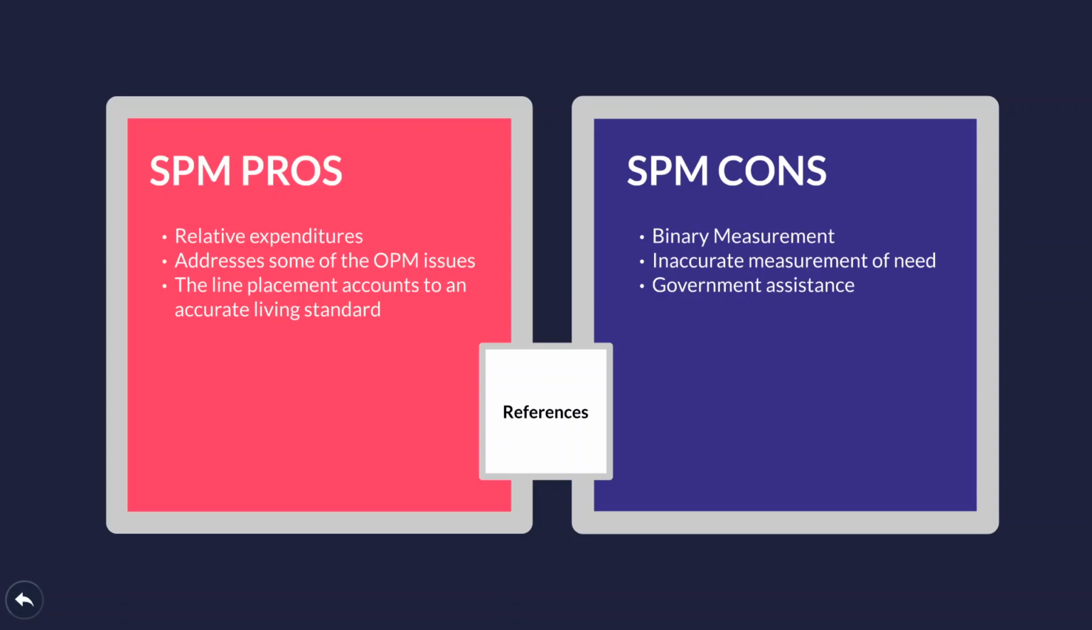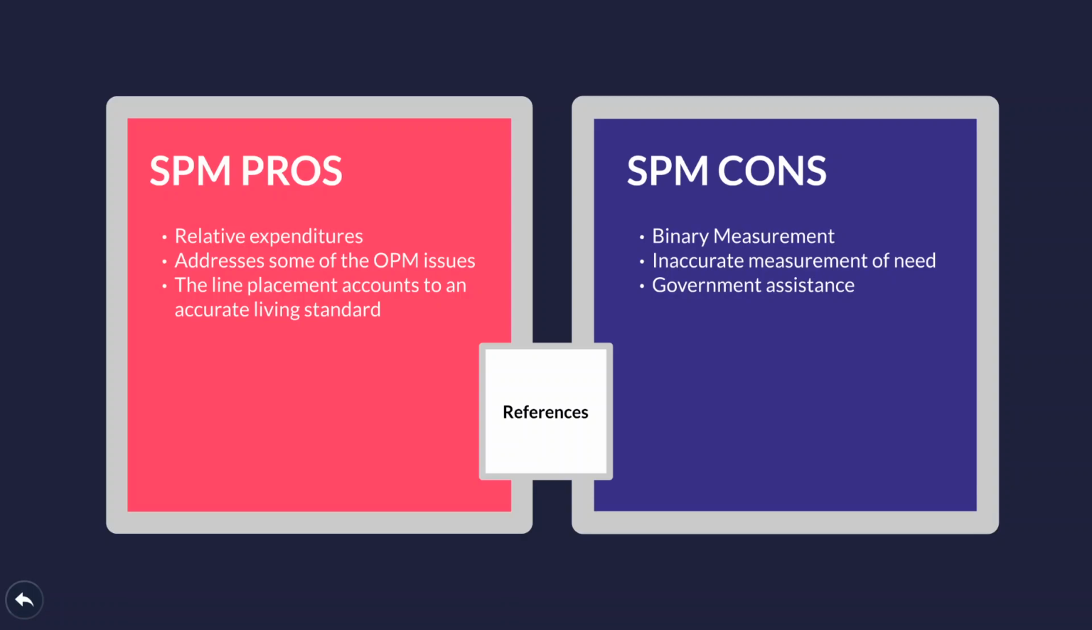Some of the pros for the SPM: it includes relative expenditures. This includes the commute that was not measured before, and chronic healthcare issues. It also addresses the lack of line placement for accurate living standards.